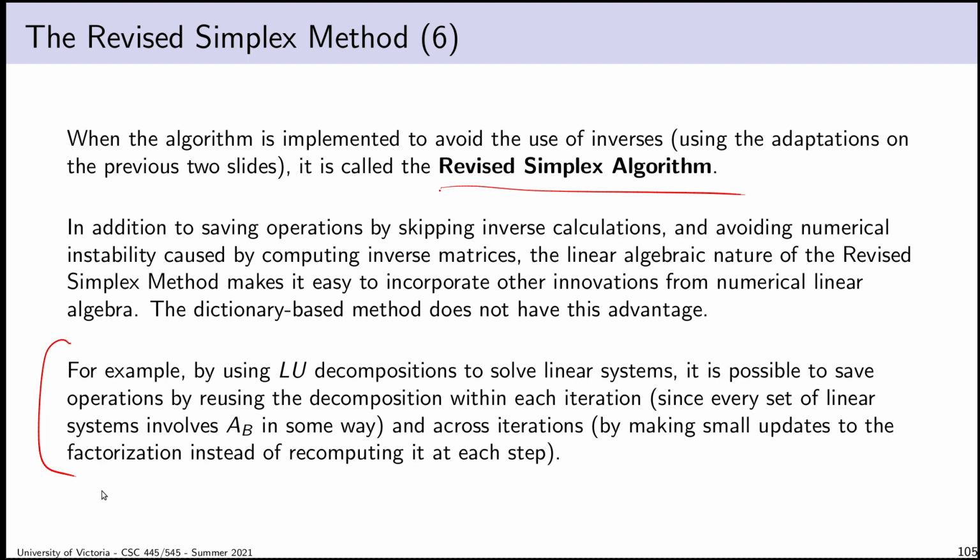Every time you need AB inverse, you could solve a system of equations using an LU decomposition that you'd already computed. Additionally, there are tricks where if you update the matrix AB, for example you perform a pivot which changes the basis, you might realize that only changes one column of AB. It turns out that there is a way of updating your LU decomposition without too much extra work. If you're careful, you can update the factorization by making some small updates. That means the revised simplex method can give you a lot of other performance advantages by dragging in all these extra results from numerical linear algebra.